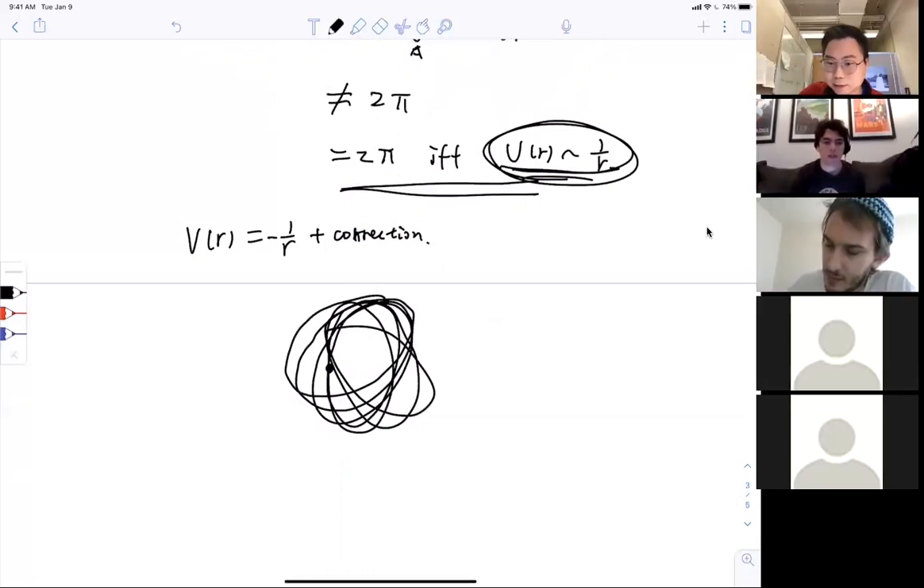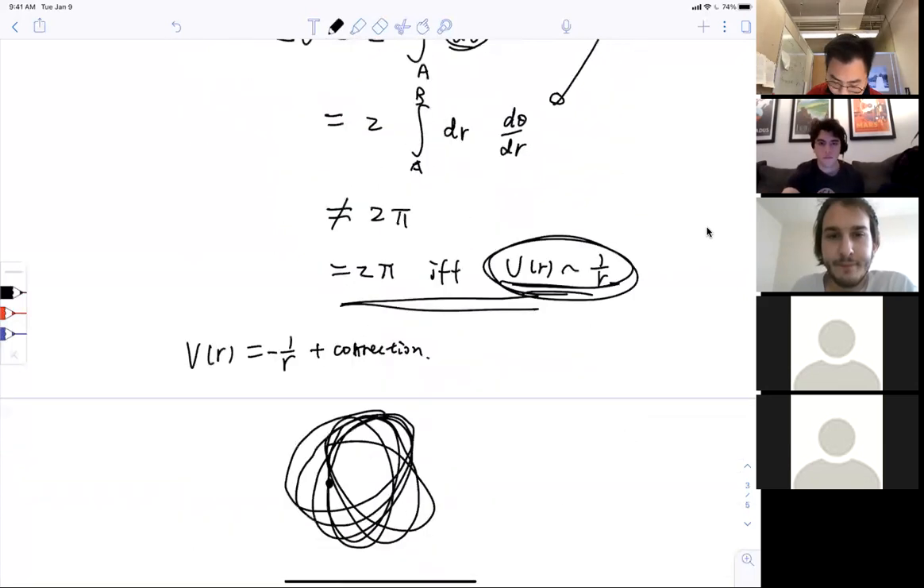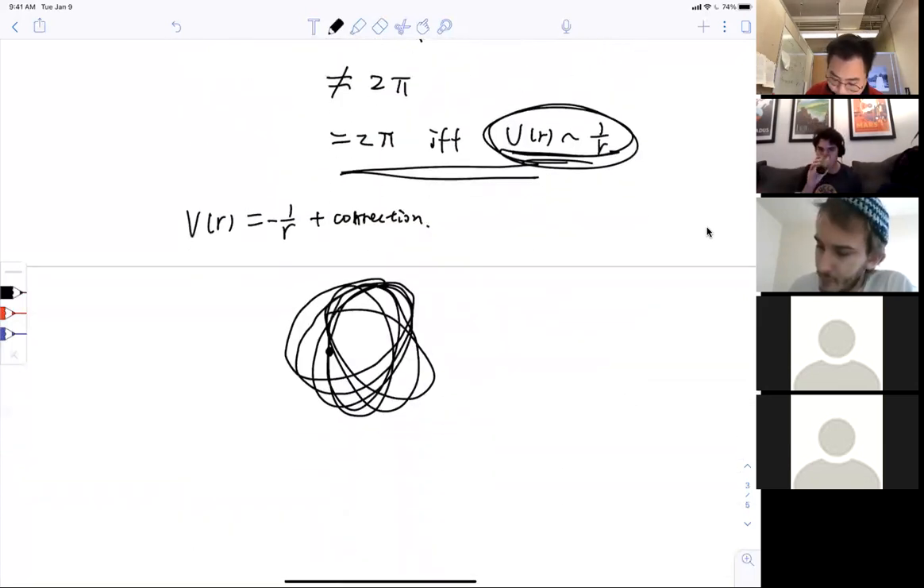Should that integral be pi since it's from A to B? Yeah, there will be some.